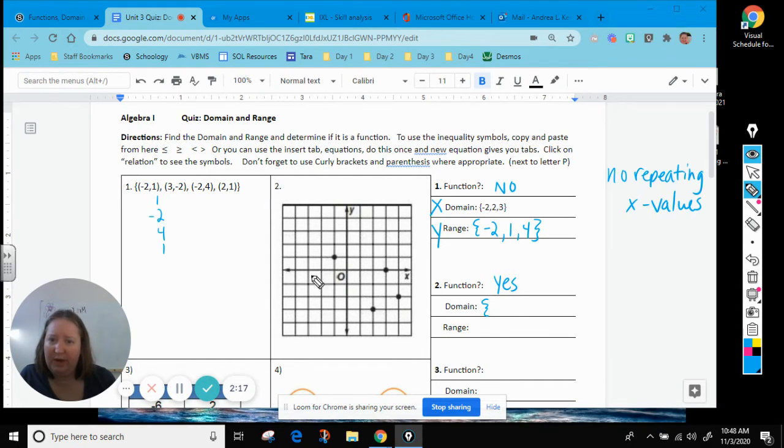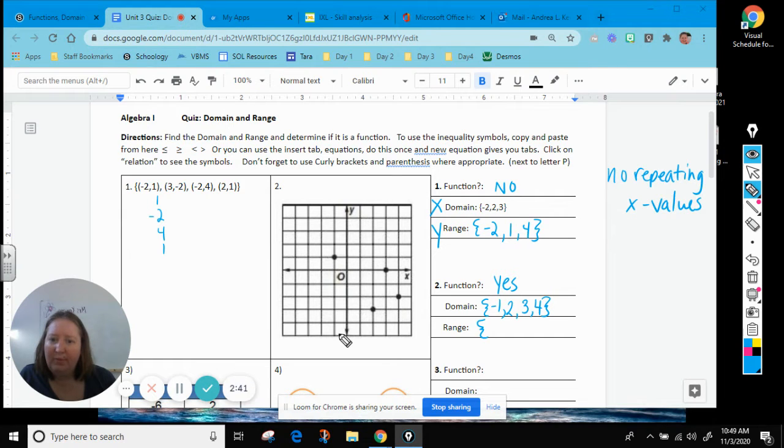Now, writing the domain. I'm going to scan from left to right. Here's my first dot, and it's at -1. And then I keep coming over. That's at +2 on the x-axis. And that's at +3 on the x-axis. And then this one is at +4 on the x-axis. And that's taking care of all my little points.